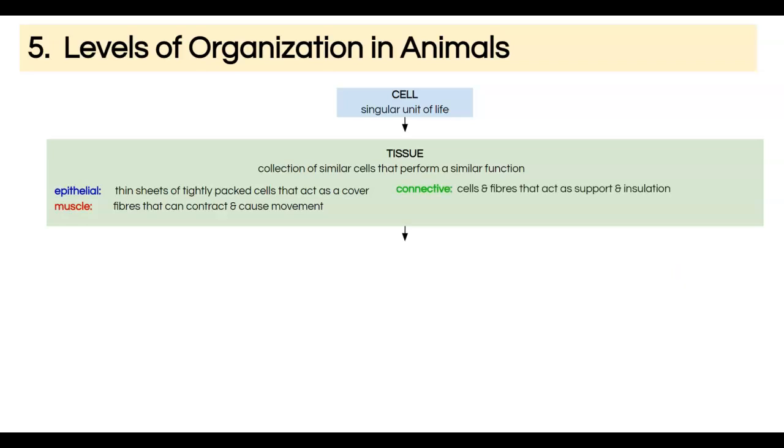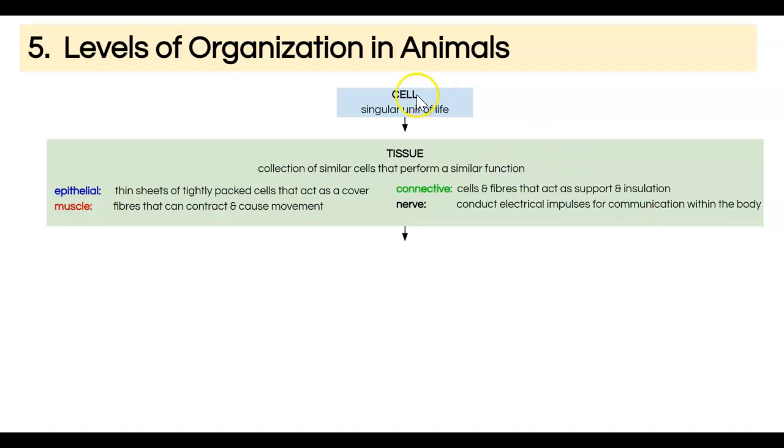The next is connective tissue. So these can be cells or they can be fibers that act as support or insulation. So a good example of connective tissue would be like ligaments, right? Blood is actually a connective tissue. Lastly, we have nerve tissue. So nerve tissue allows us to conduct those electrical impulses so that we can send signals from one part of the body to the other, from our central nervous system, the brain, and the spinal cord, to the rest of our body, so that we can respond to a variety of stimuli.